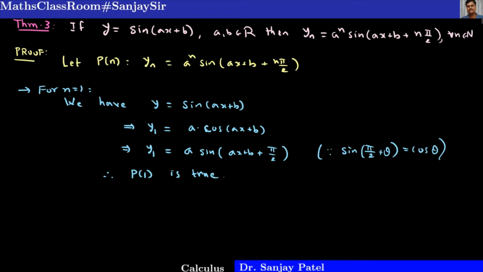Now we assume that P of k is true. So suppose Pk is true. That is, I can write Pk as yk, by putting n equal to k in this, where k is some fixed natural number.